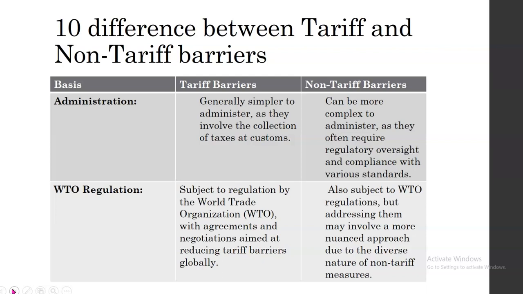On the basis of WTO, World Trade Organization regulation, tariff barriers are subject to regulation by the World Trade Organization (WTO) with agreements and negotiations aimed at reducing tariff barriers globally. Similarly, on the other hand, non-tariff barriers are also subject to WTO regulations, but addressing them may involve a more nuanced approach due to the diverse nature of the non-tariff measures.